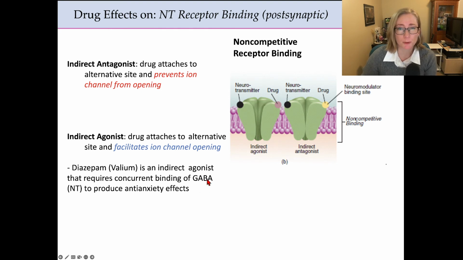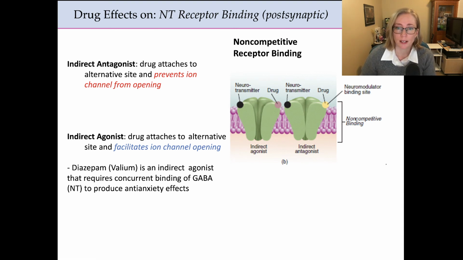But GABA has multiple binding sites. So you might have a GABA binding site. You might have a benzodiazepine, which is what Valium is. You might have another one for a steroid, and another one for barbiturates, which are old-fashioned anti-anxiety drugs.